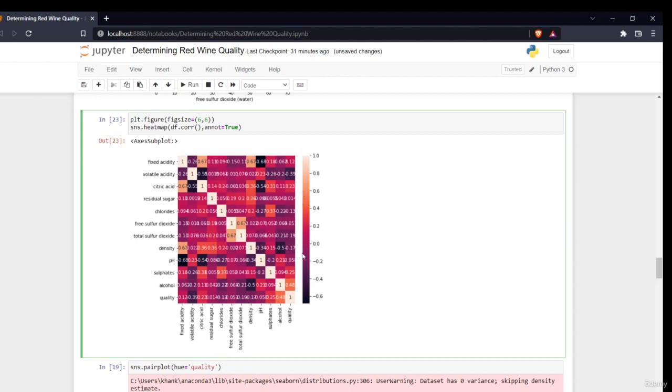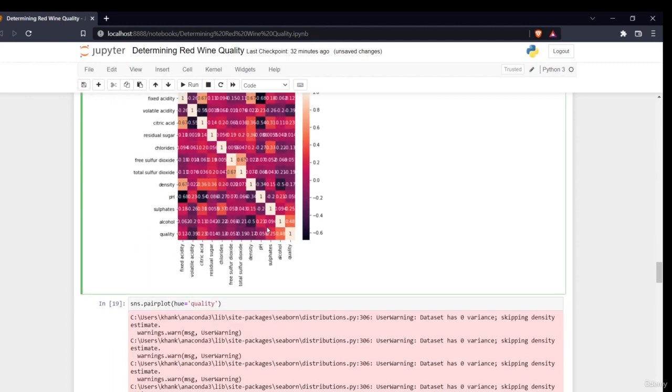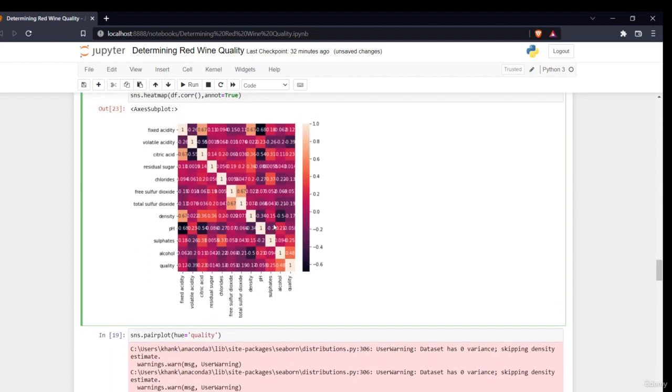And as you can see, the highest correlation is around 0.48. Okay, the annot parameter just gave me the correlation values on top of it. So this is the correlation matrix. All of them are correlated, not that much individually, but together they'll make a good match.